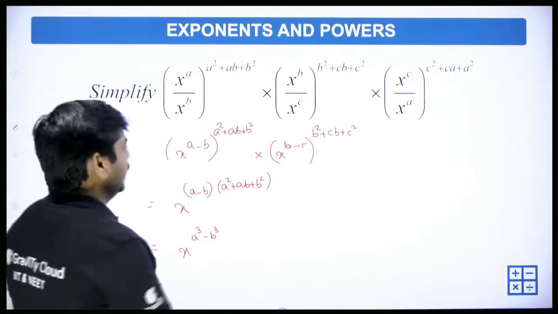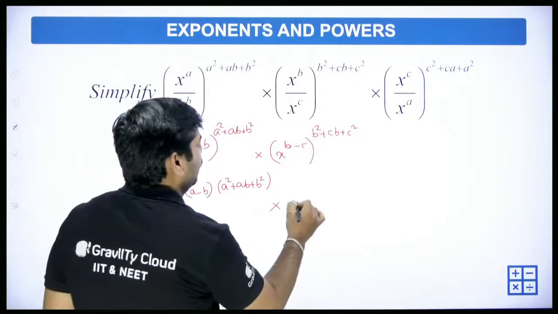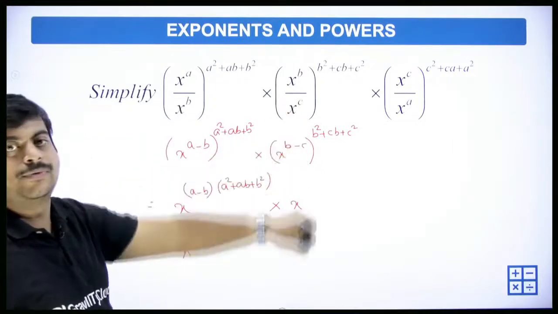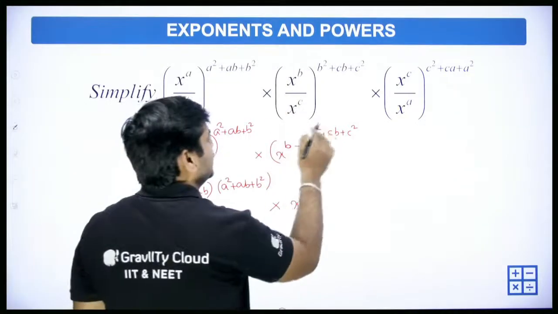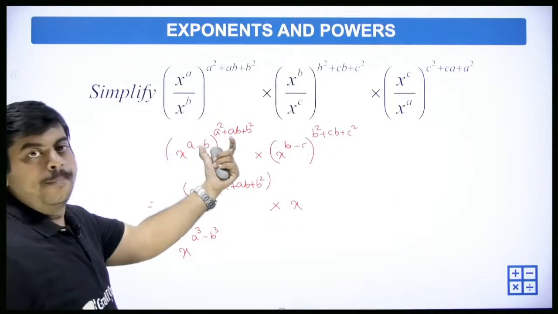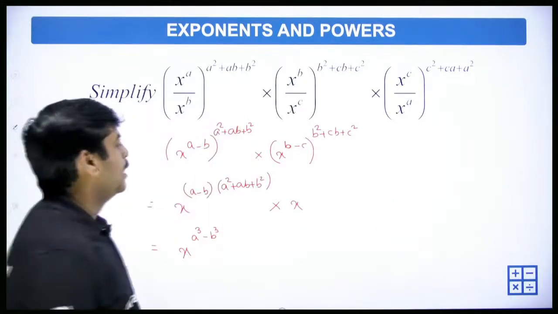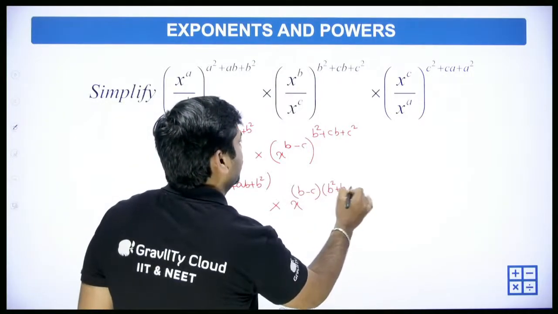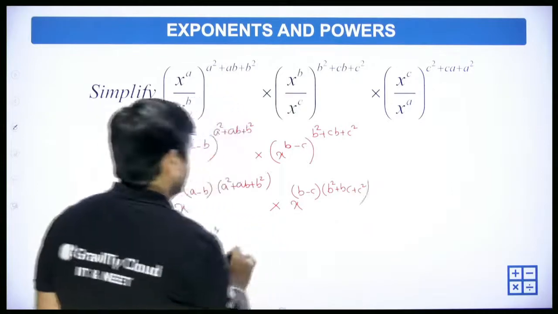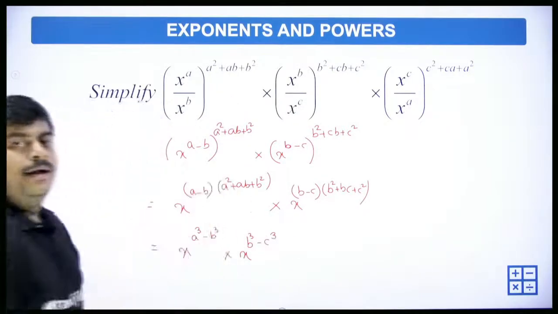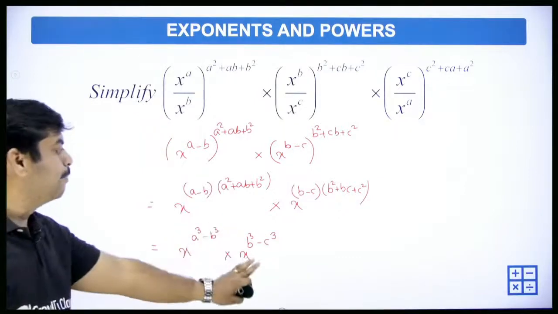So into x power b minus c into b square plus bc plus c square. Okay, so b minus c into a minus, this is again the same formula, a cube minus b cube. Here it is b minus c into b square plus bc plus c square, which is x power b cube minus c cube. X power a cube minus b cube, this is x power b cube minus c cube.